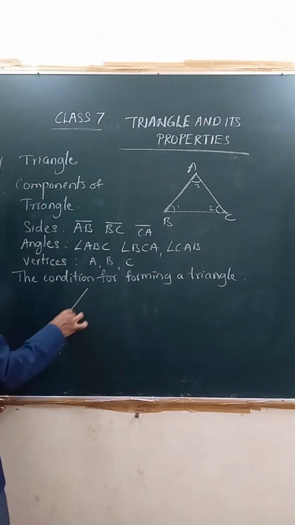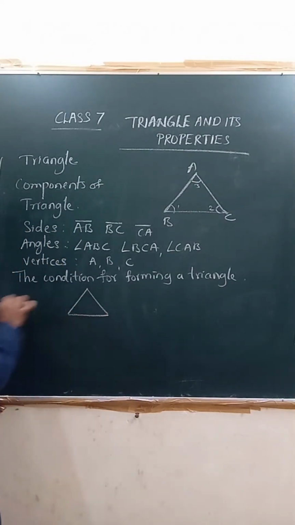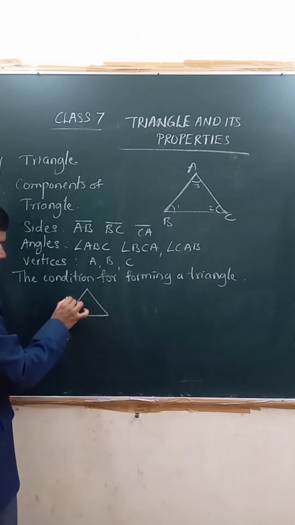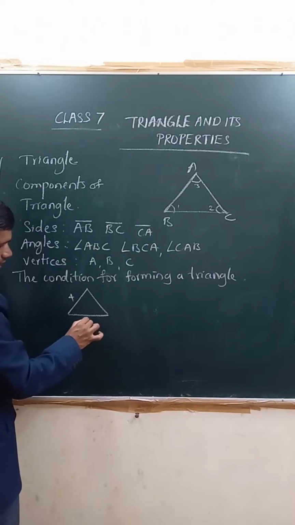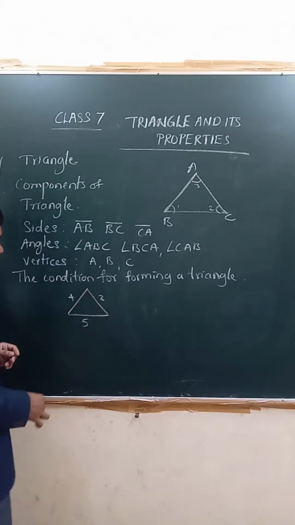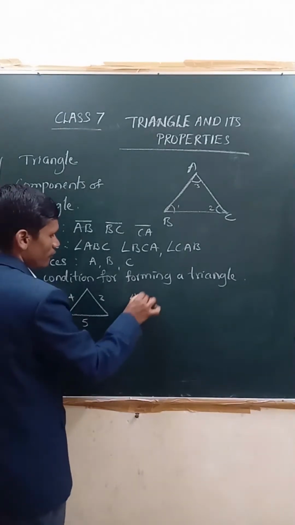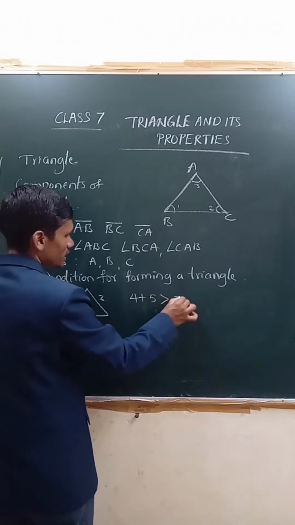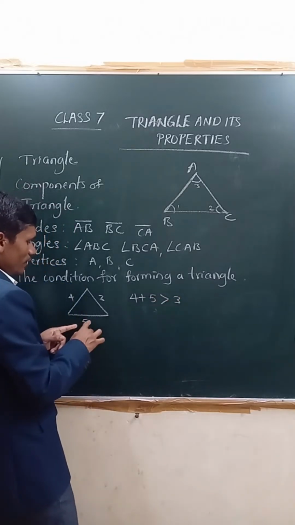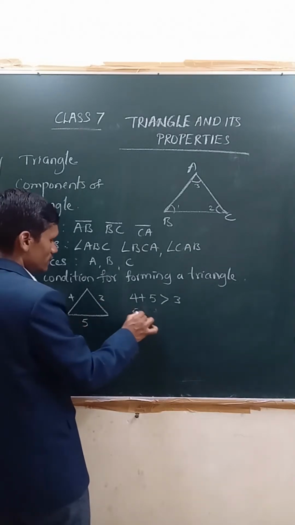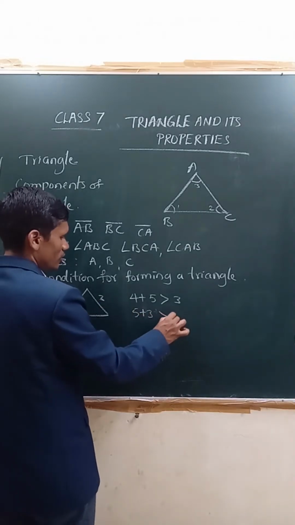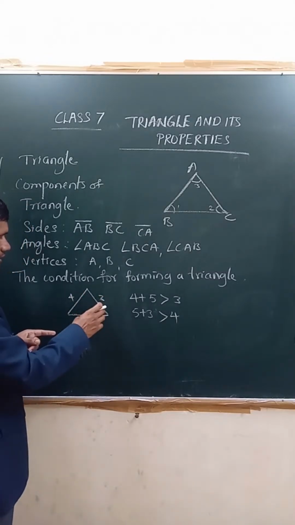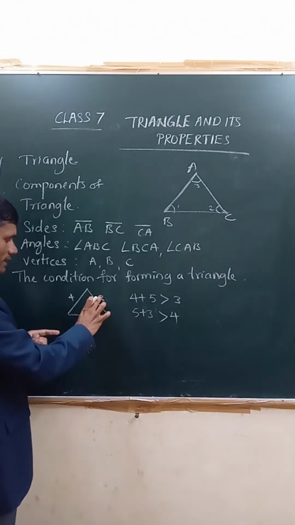If you take any triangle, here the condition is, say for example one side is 4, this is 5, this is 3. If you add 4 plus 5, this is 9. 9 is greater than 3, right? In the same way, if you take these two sides, 5 plus 3, it is greater than 4. Okay, means the sum of any two sides is greater than the third side.